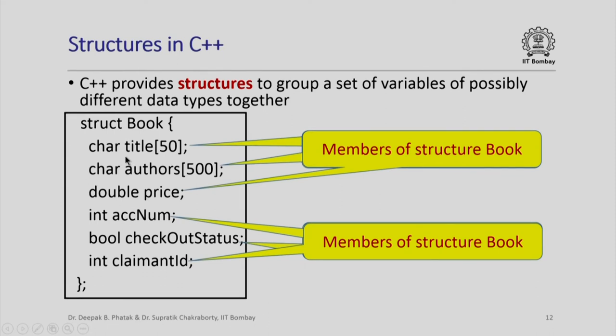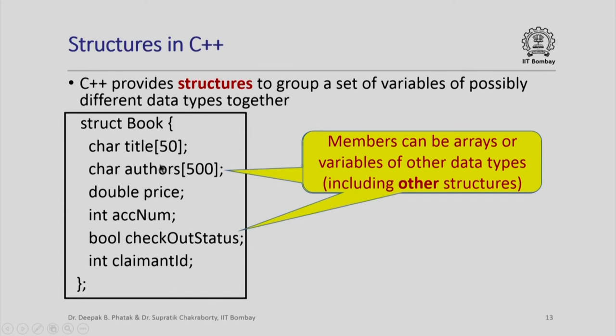These are also called members of the structure book, and note that members could be arrays of other data types or simply variables of other data types. And this other data type that we are talking about need not be primitive data types; they could indeed be other structured data types. And we will see later in the course how within a structure I could have variables or arrays of another structured data type.